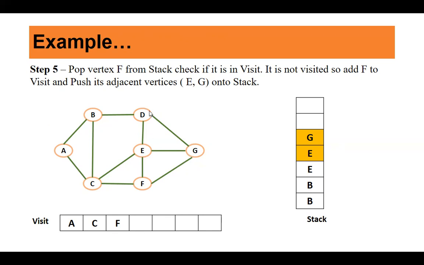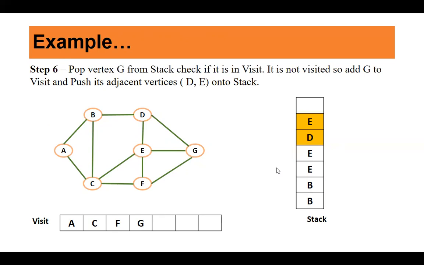Right. Now if you check it carefully, F is already in visit. So now what will be pushed in? D and E onto the stack. Fine. So G is added to visit, its adjacent vertices E and D are pushed onto the stack, and F is already in visit, so it is not pushed to the stack.